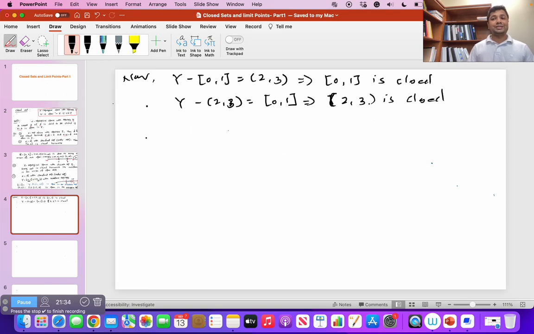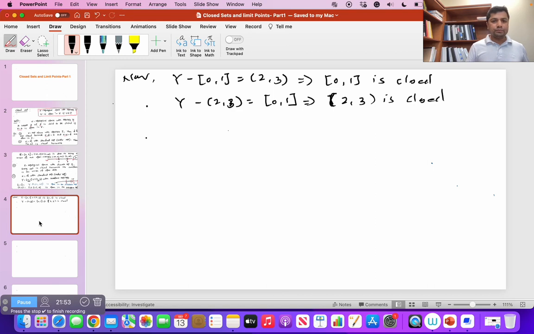And 2 3 is open. We know that 2 3 is open in the standard topology, but in subspace topology in Y, this interval is closed. All right, so these are some examples of closed sets.